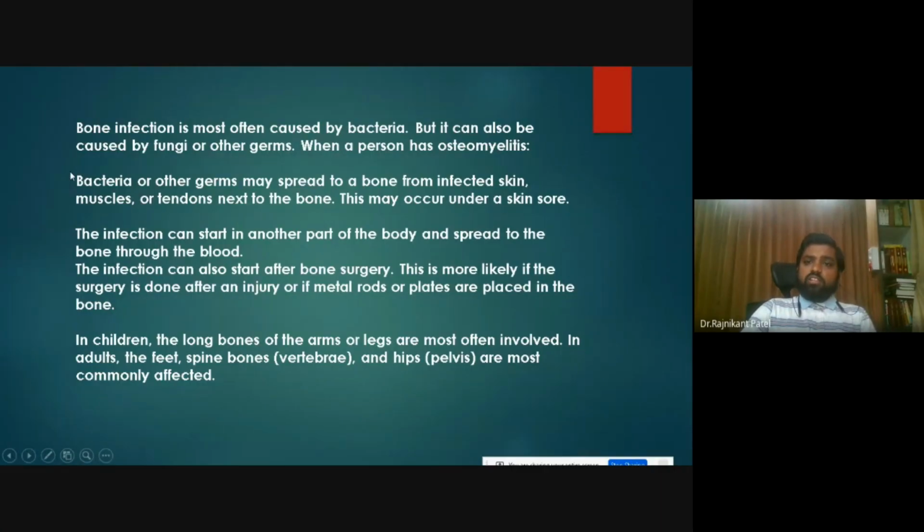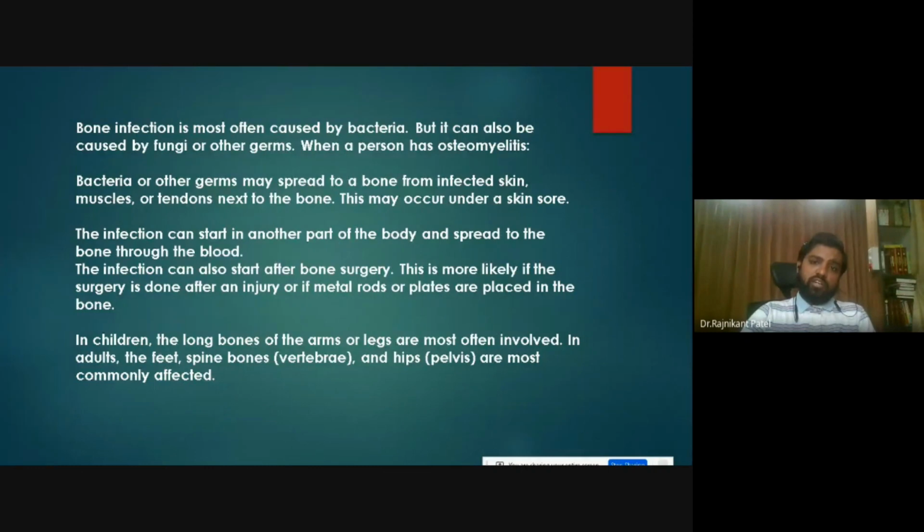So, when a person has osteomyelitis, what will happen? The bacteria or fungus or any other germ may spread to the bone from infected skin. Either it can be spread due to the infected skin, or due to muscles, or due to a tendon which is next to the bone. This may occur under a skin sore. So these are the routes by which this can occur in a human body.